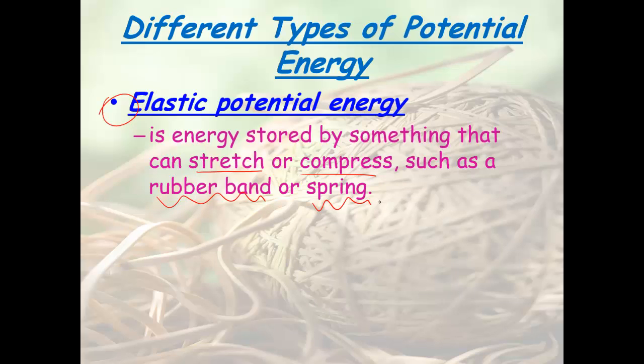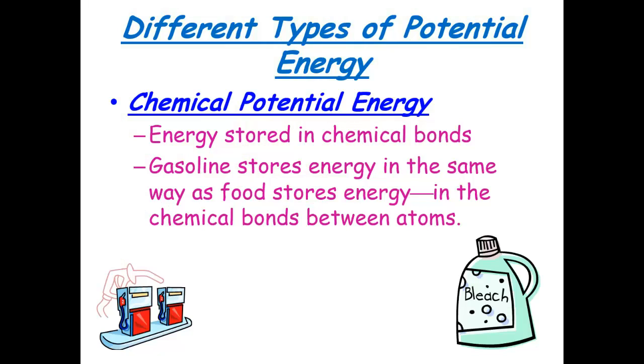Chemical potential energy is energy that's stored in chemical bonds. So things like gasoline, foods. So when you go and eat lunch, you are getting chemical potential energy. Your body's taking in that food and breaking down the bonds, and it's allowing you to get energy from those foods. That's chemical potential energy.